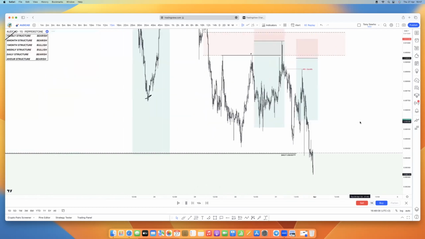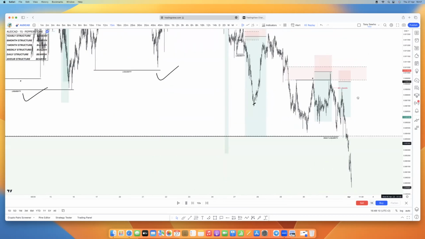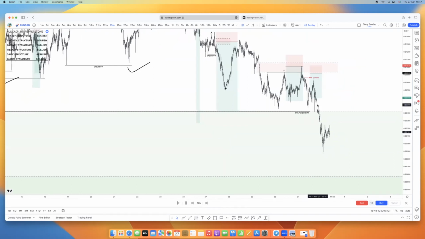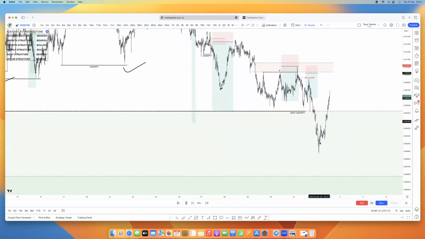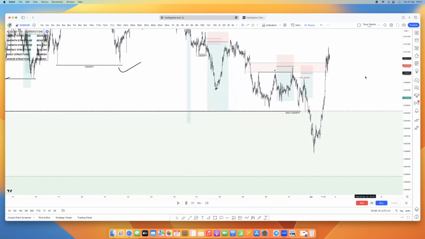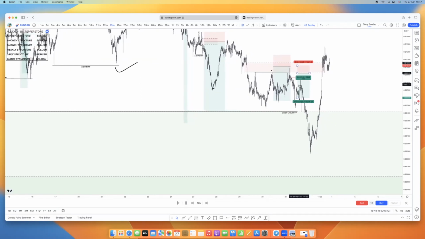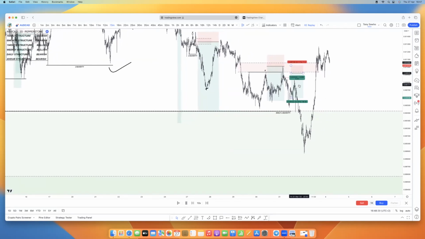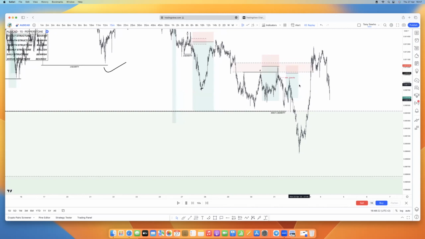So then finally we came for the daily lows. As you can see, it swept them aggressively, right? Aggressively, and the price rejected. So this is the AUD CAD trade walkthrough.